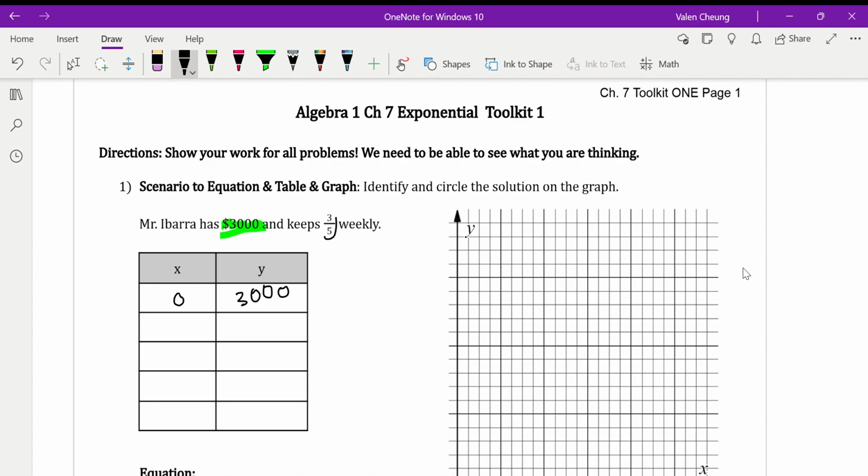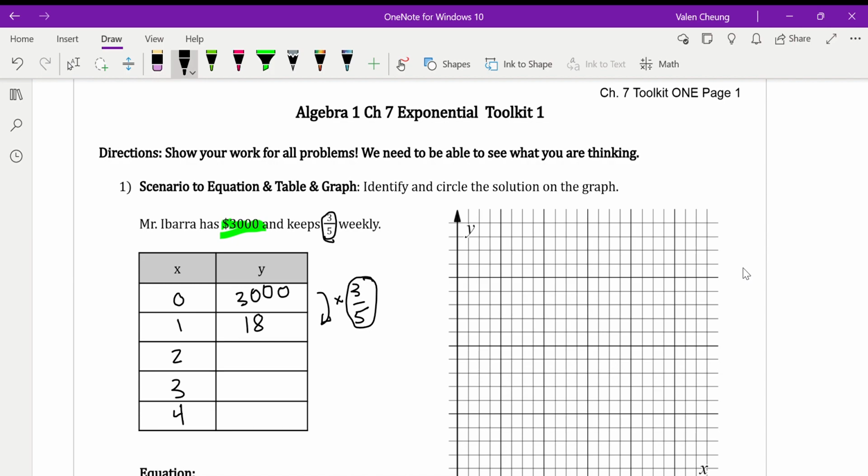So 3/5 is your multiplier. So out of every $5, he keeps $3. All you have to do is multiply by 3/5, and you will get figure 1, 2, 3, and 4. You're going to go down. 3/5 is between 0 and 1, so that is decreasing.